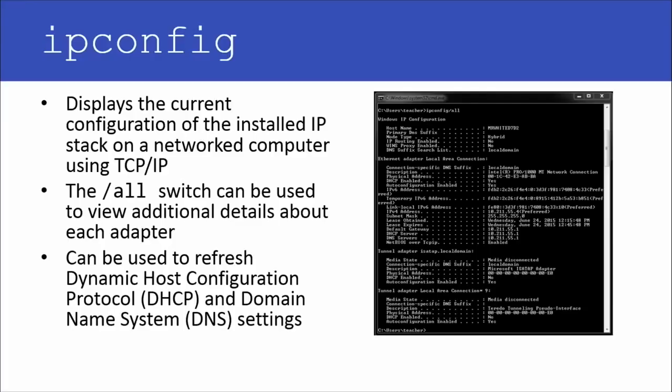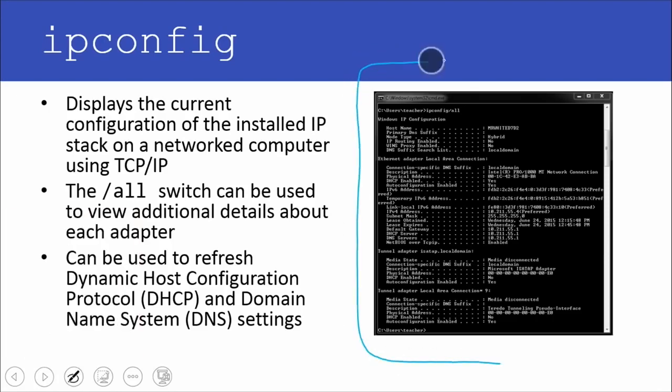We'll start with the basic ones. ipconfig. ipconfig is super useful. It displays the current configuration of your installed IP stack, right? If you use it with the /all switch, it'll give you a lot of additional information. And that's actually what you see here on the right-hand side of the screen. So that is the ipconfig /all command in action. It can also be used to refresh your DHCP, your Dynamic Host Configuration Protocol, and also change Domain Name System settings. Okay, just real fast, let's just go ahead and see that in action.